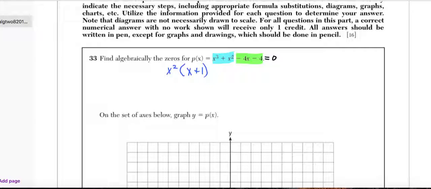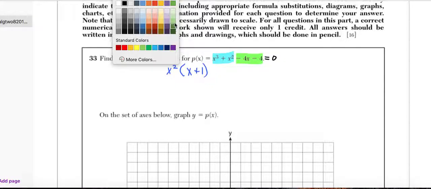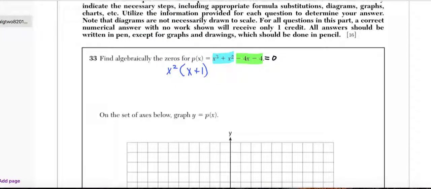Then the negative 4x minus 4 has a GCF of negative 4 since they're both negative, but then we need x plus 1 in parentheses because that's how we get negative 4x minus 4 in green. And that's how we get x cubed plus x squared in blue. And it's all just equal to 0.